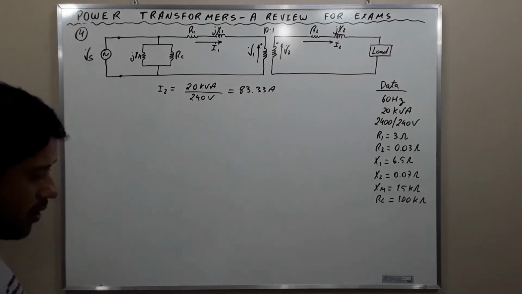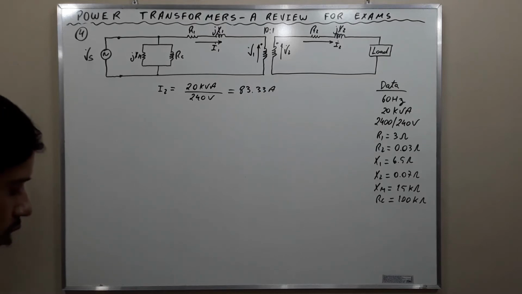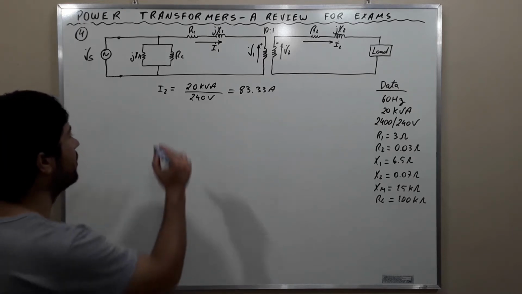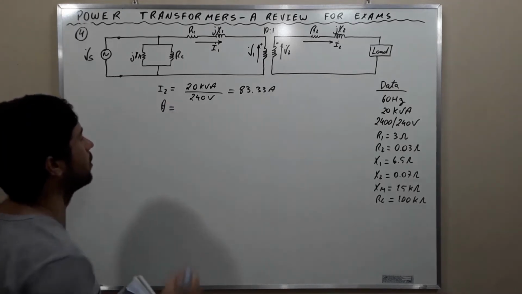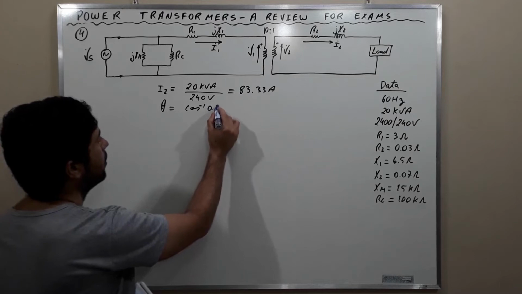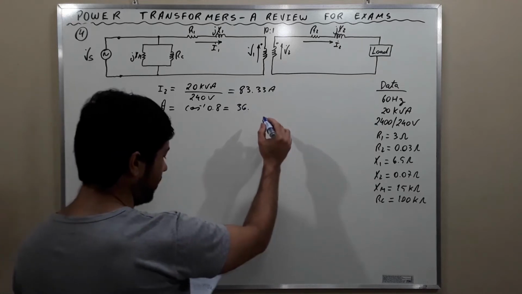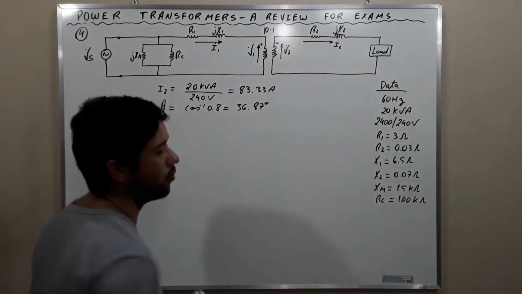Now let's work with the angle. To calculate the angle, we need to use the power factor. The exercise says that the power factor of the load is 0.8 lagging. It means the load is inductive. Inductive loads have lagging power factors. Then the angle is the inverse cosine of the power factor, which is 36.87 degrees.